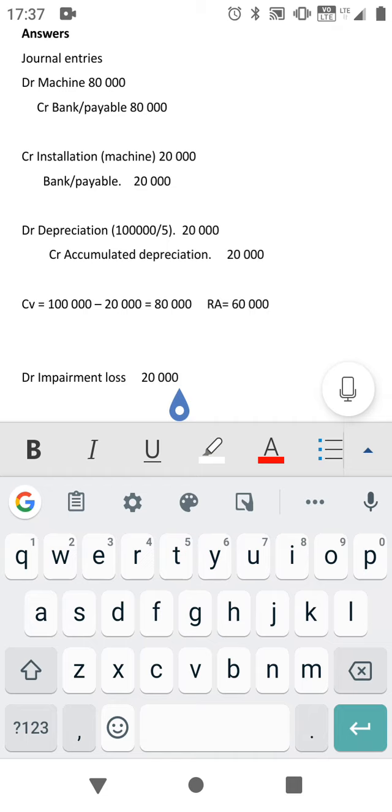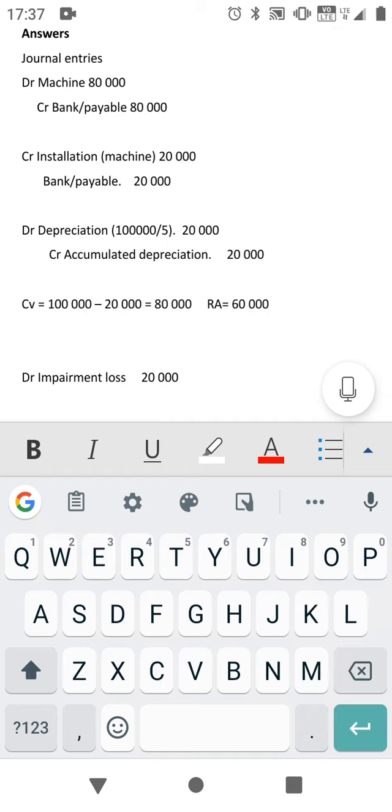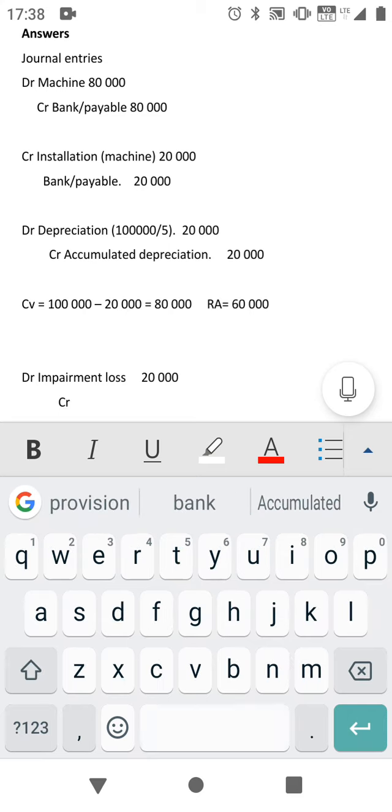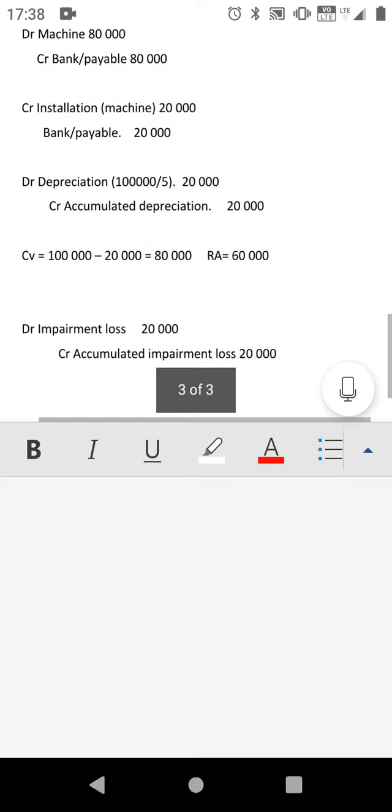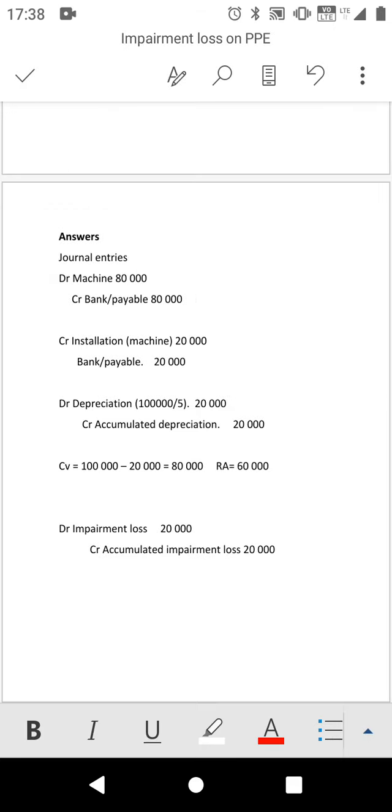80,000 minus 60,000, it will give us impairment loss of 20,000. Then you debit impairment loss like you do when you do the journal for depreciation, and you credit accumulated impairment loss. Then you get 20,000. So that's how you should do the journal in case where you have impairment loss.